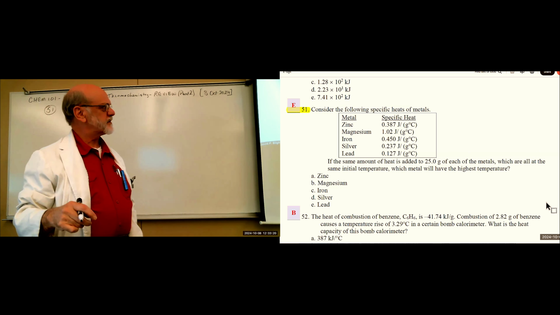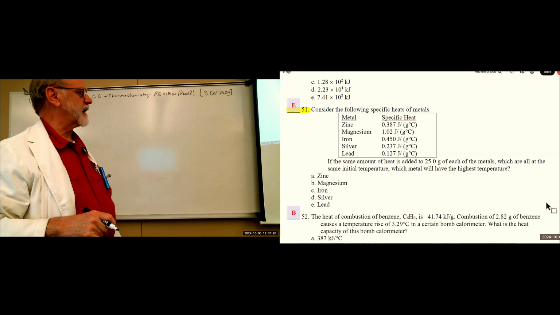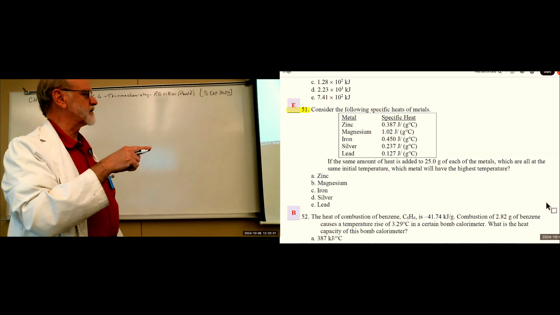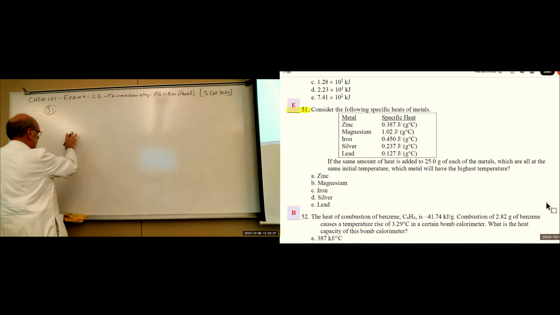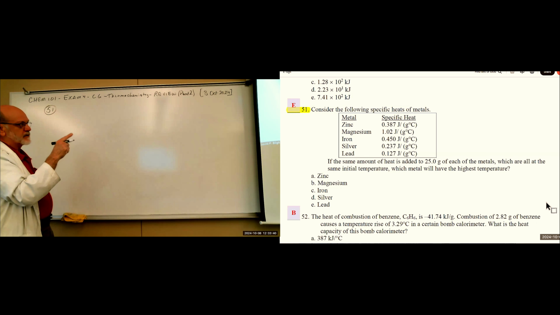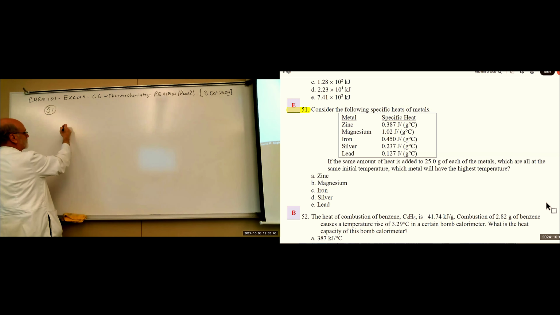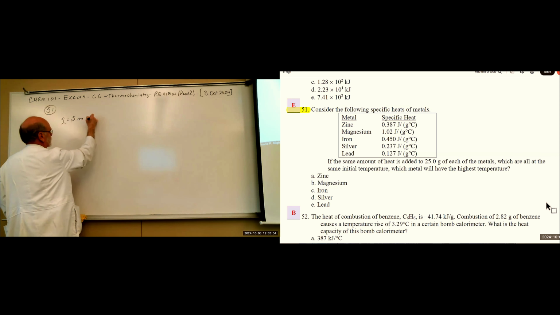So we consider the following specific heats of these metals. And if the same amount of heat is added to 25 grams of each of the metals, which are all at the same initial temperatures, which metal will have the highest temperature? The way to answer this question is to look at their specific heats and what that means. There's several ways to do it. Let's say we're going to use the formula, specific heat times mass times change in temperature. Change in temperature is where we have final temperature minus initial temperature.